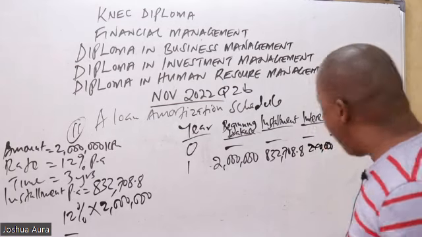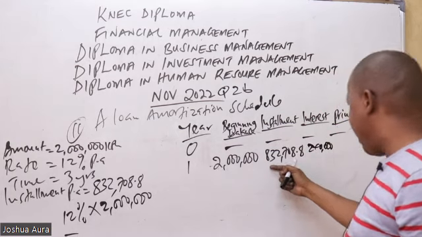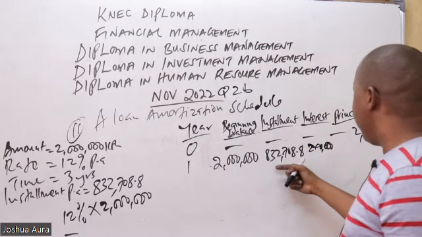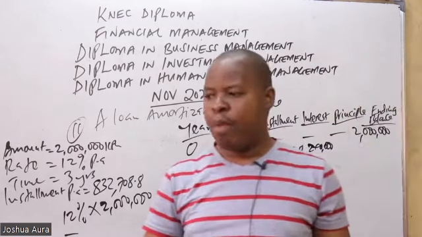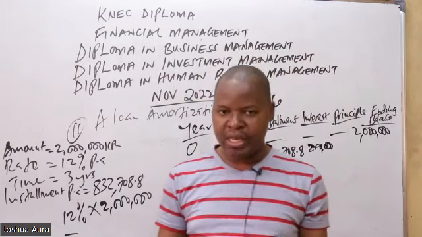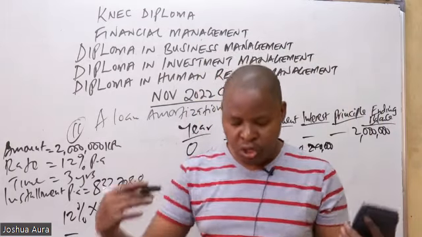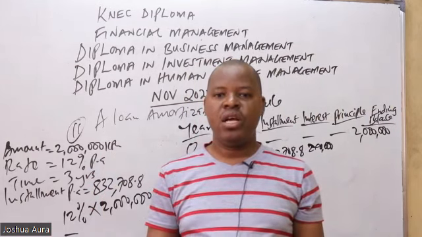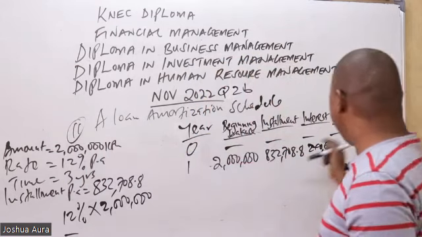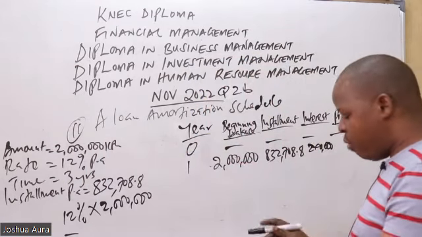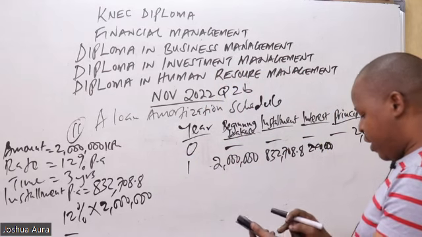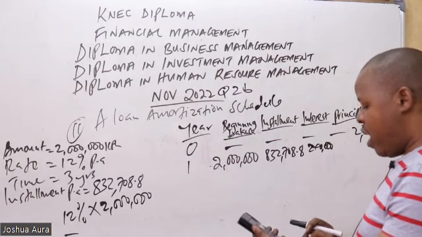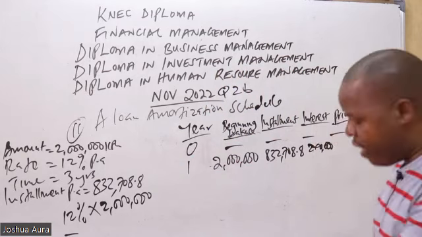How do you get your principal? Principal will be installment minus interest, because when you pay an installment, there's principal in it and there's interest in it. So to get principal, you will take the installment, which is 832,708.8, minus 240,000.